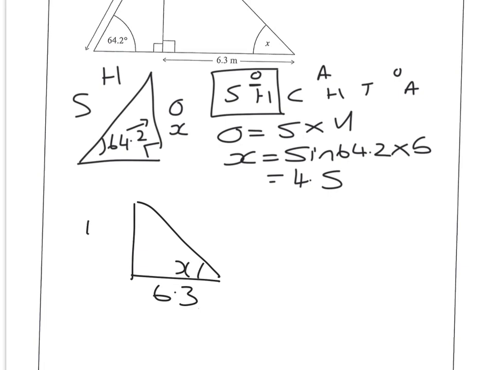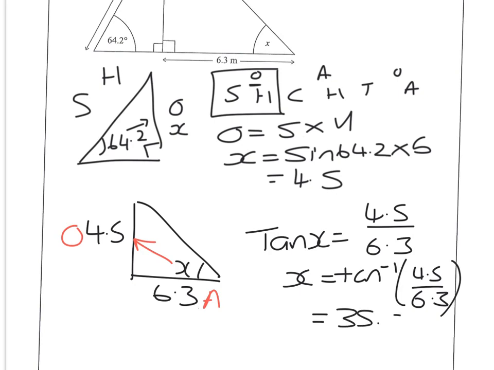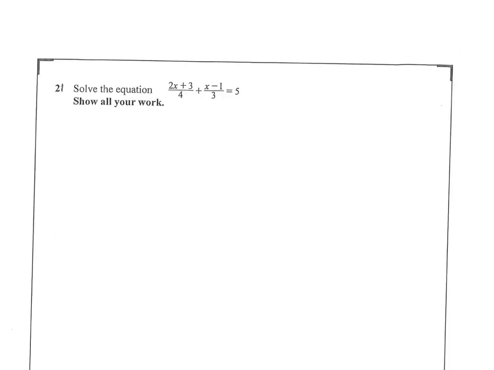If we then take the right-hand triangle, we have 6.3. We have an angle to work out, and we have 4.5. This is opposite the angle, and this is adjacent, so we're going to be using tan. And the tan of the angle is the opposite divided by the adjacent. So the angle is the inverse tan, which gives us 35.5 degrees.